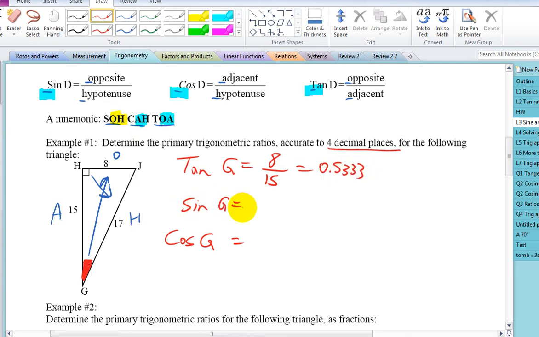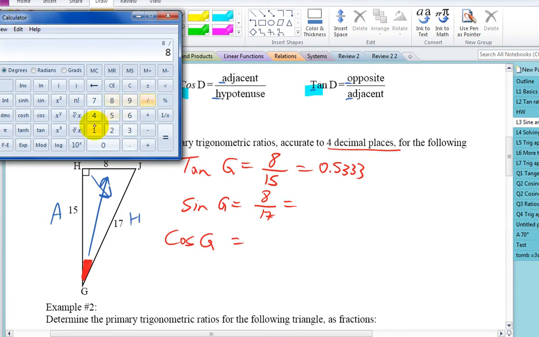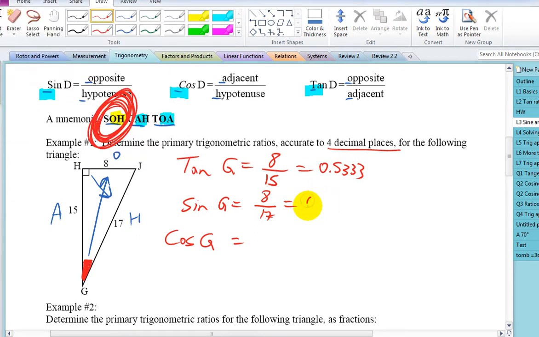What about sine G? Don't have to label our HOA again because we're talking about the same angle, but now we're talking about O and H. Okay, O and H right there on our ratios. So that should be what to the fraction? 8 over 17. Go to the calculator and just do a division and get 0.4705.